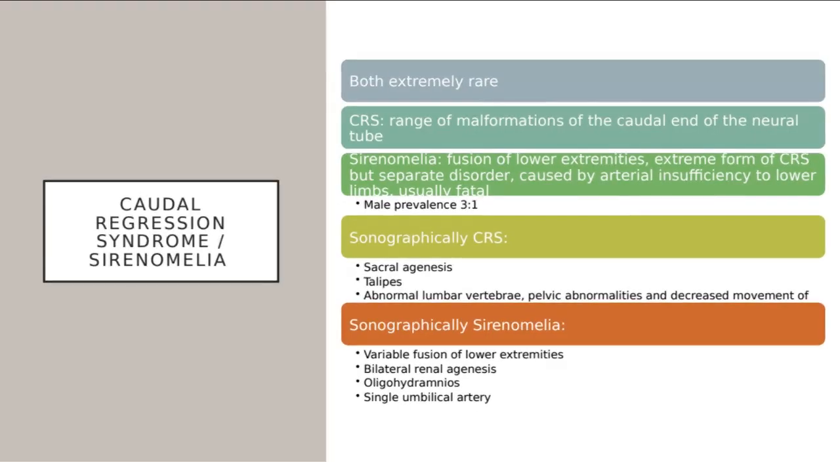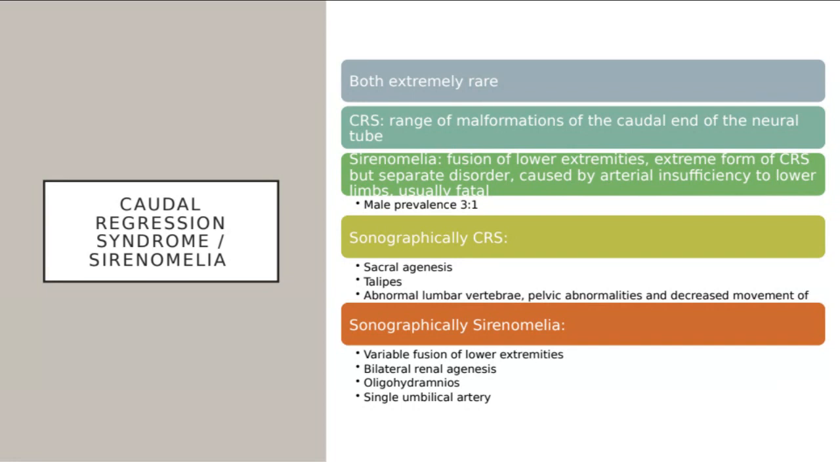Next, we have caudal regression syndrome, also known as sirenomelia. This is extreme. Both of these are going to be extremely rare. They're similar, with slight differences between the two. They kind of fall in the same ballpark of diagnosis. Caudal regression syndrome is going to have a range of conditions that go with it. So this is basically saying that when the caudal end of our neural tube was developing, it kind of just stopped. So it regressed. Caudal means lower end, right?